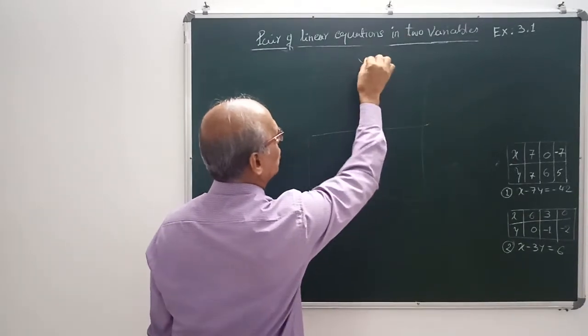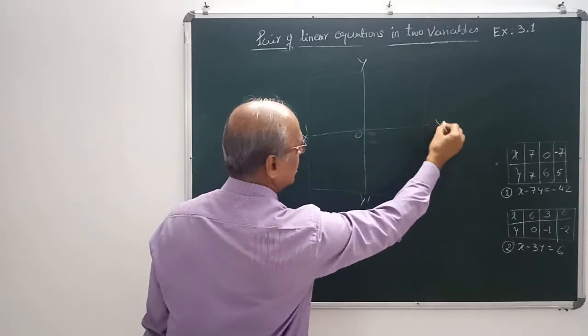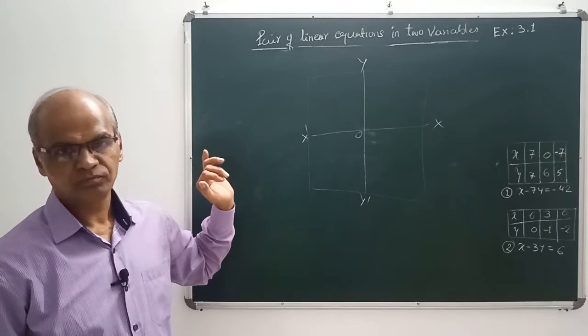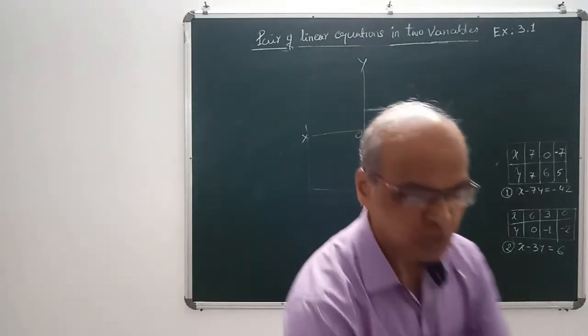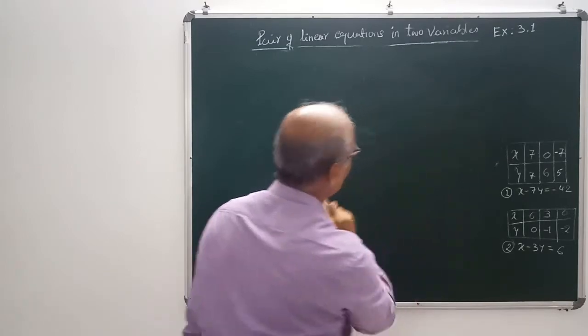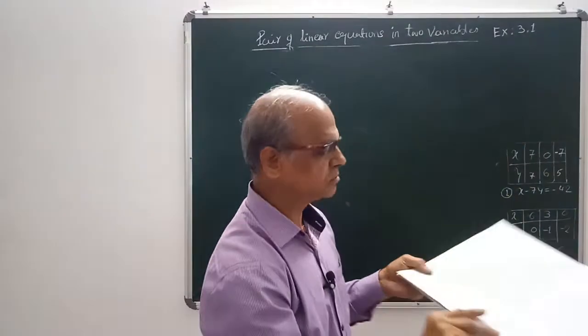This way they will draw y, y dash, this is o, x dash and x. This is not the right method to draw it, right? So what is the right method to draw it then? See here. You have to go through the table first.